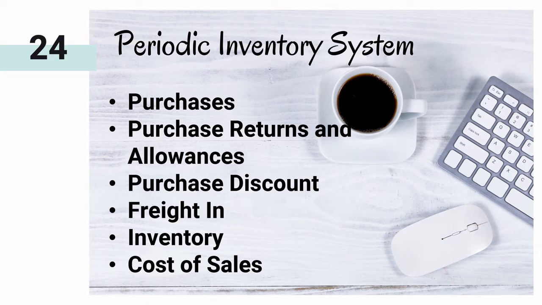Inventory, which is determined by actual physical count of merchandise owned, and the cost of sales. This is determined as follows: beginning inventory plus net purchases less ending inventory equals cost of goods sold.